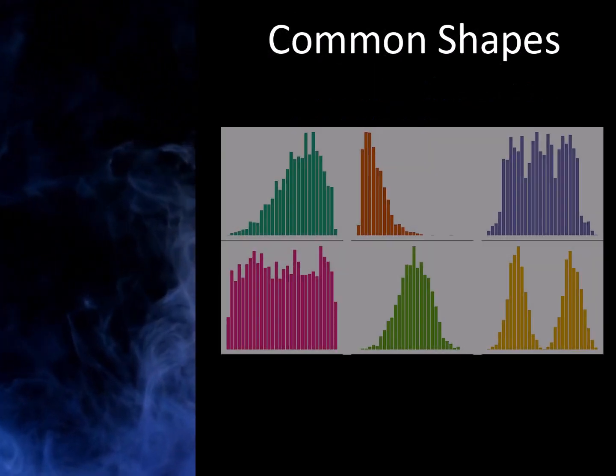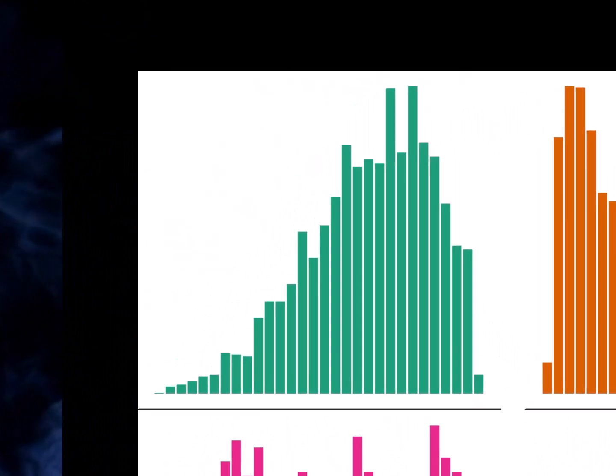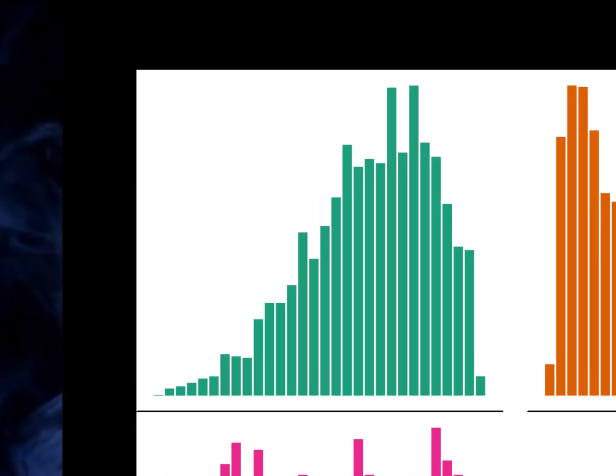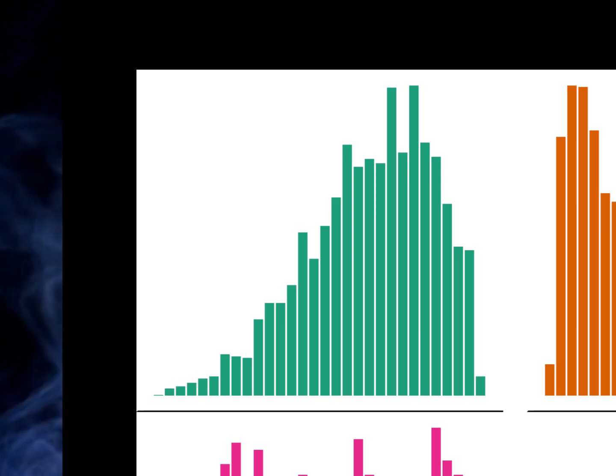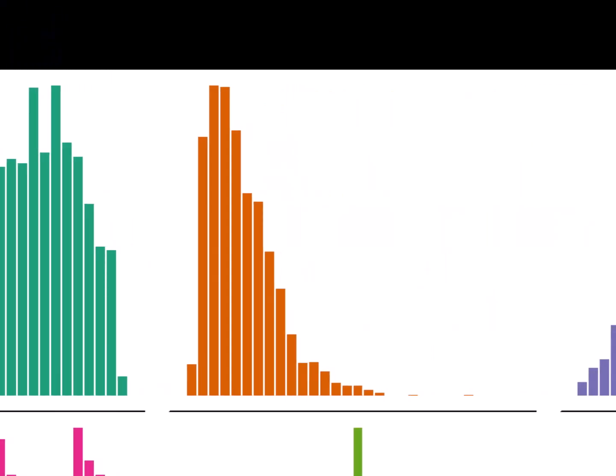Some common shapes include skewed to the left, or negatively skewed. A data distribution that is skewed to the left will have a long left-hand tail. Most of the data will appear to the right of the distribution, with fewer data values appearing on the left. Skewed to the right, or positively skewed. A distribution that is skewed to the right has a long right-hand tail, with most of the data appearing to the left.